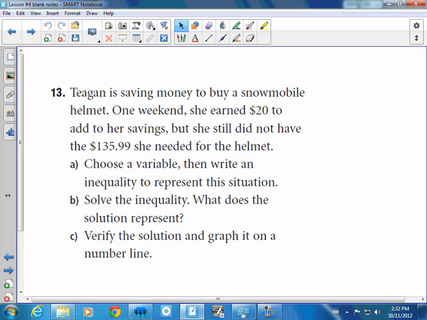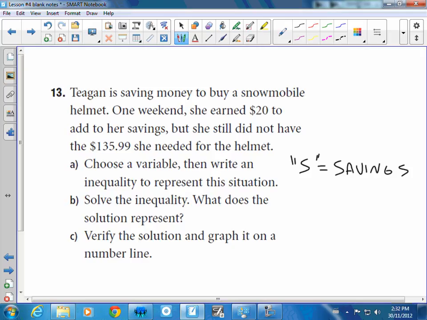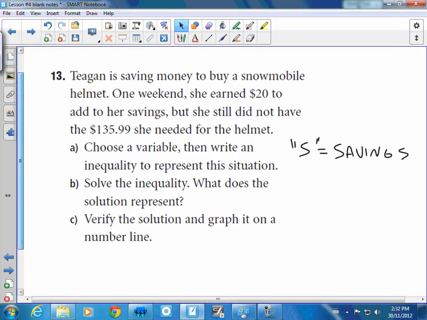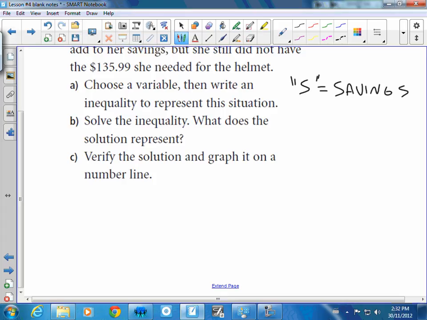Is that correct? Okay, so let's choose a variable. S. Why S? Savings. Savings, good choice. So S in this case is savings. Yeah, so S equals savings. Okay, so let's write an inequality that works for this.